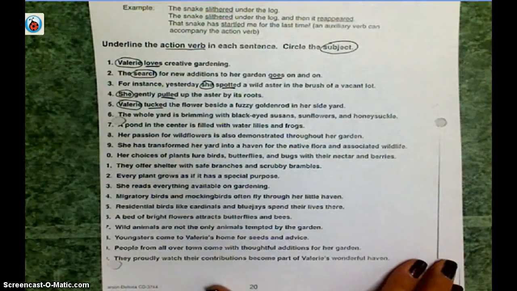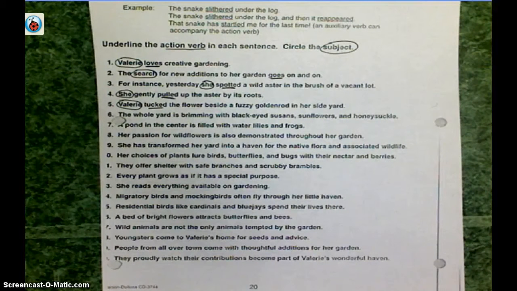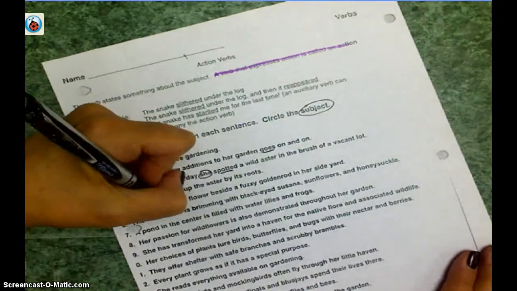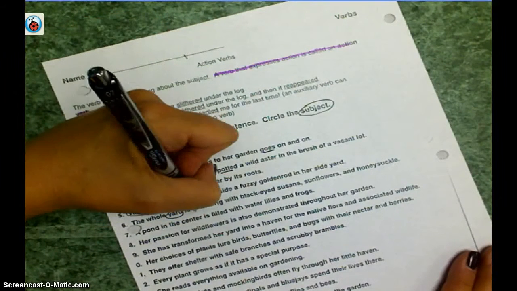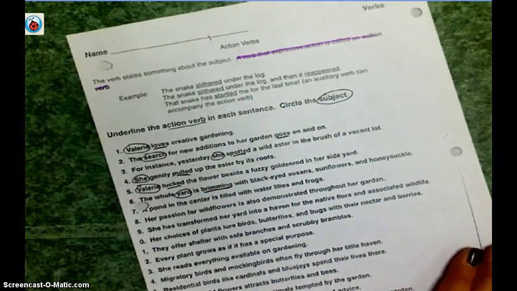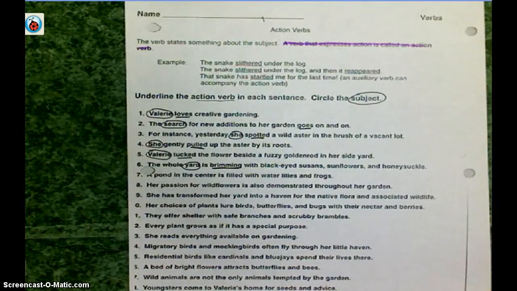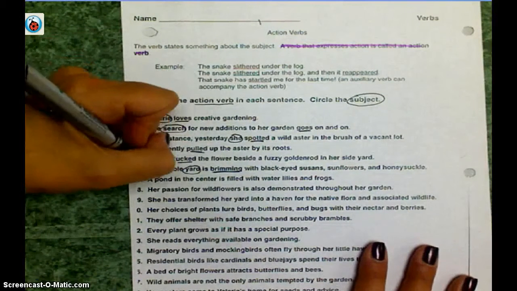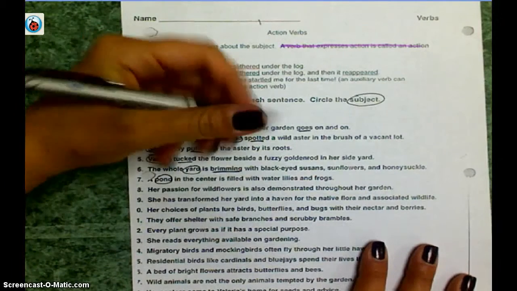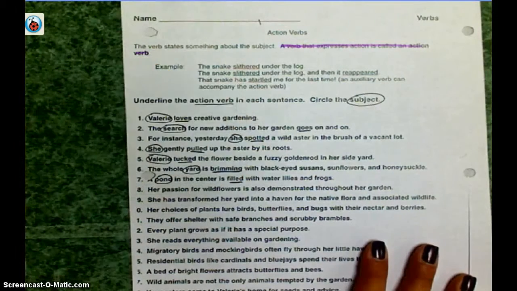Number 6. The whole yard is brimming with black-eyed Susans, sunflowers, and honeysuckle. Who or what did it? What did it do? Okay, who or what did it? Yard. What did it do? Our complete verb is brimming, but brimming is our action. Number 7. A pond in the center is filled with water lilies and frogs. Who or what did it? What did it do? Pond is filled is our whole verb phrase, but filled is our action.